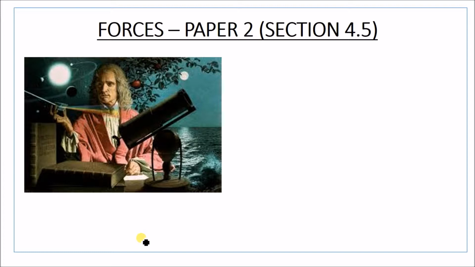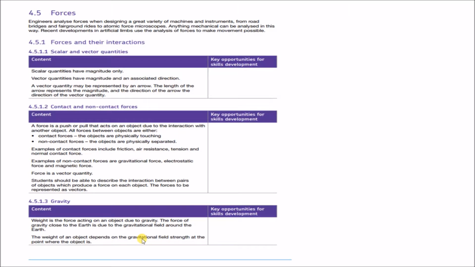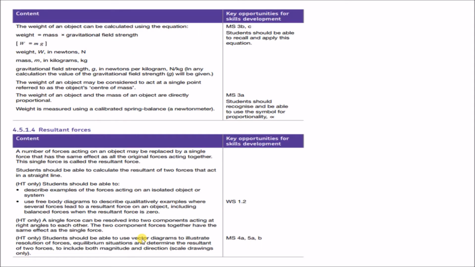Okay, so the material we need to know about for forces, which you can see on this specification is 4.5, is forces and their interactions, which is scalar and vector quantities, contact and non-contact forces, the effects of gravity, the equation for gravity involving weight and mass, resultant forces and being able to work out the components and how to resolve the components into vector diagrams.